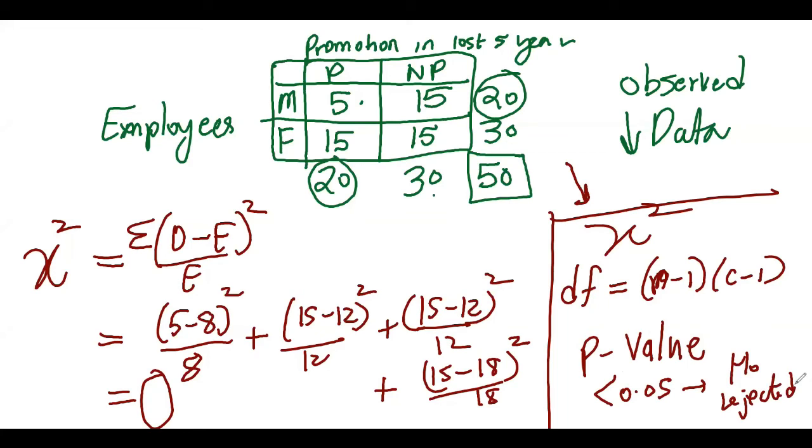And after calculating all these things, we calculate one more concept. Suppose the probability value tells you that there is a significant association between the two variables. Now I want to know the strength of that association: how strong is that association, and what is the strength of the association?